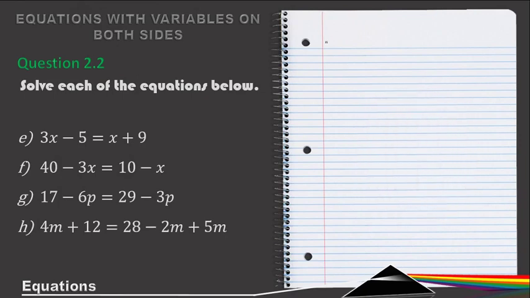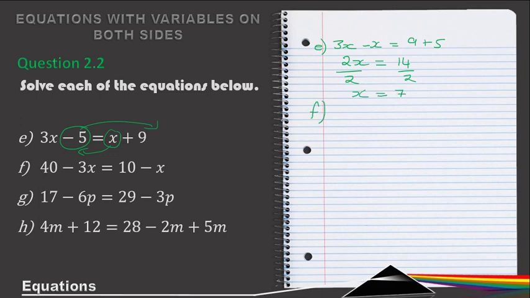So for E, I have an x on both sides and I have a constant. So obviously this constant's going that way, this x is coming this way. So I have 3x, bringing the x over becomes negative, equal to 9. And that 5 becomes positive on the other side. So I've got 2x is equal to 9 plus 5 is 14. And then if I divide both sides by 2, I get x is equal to 7.